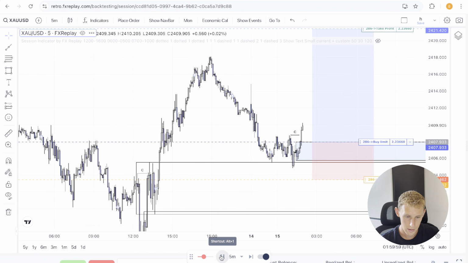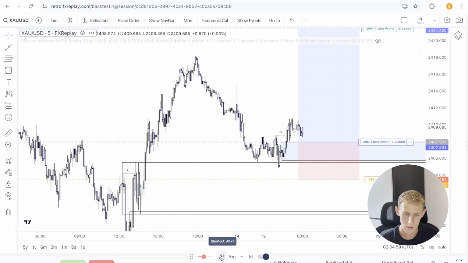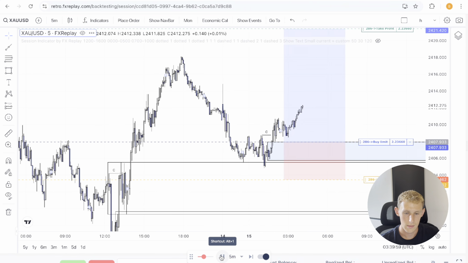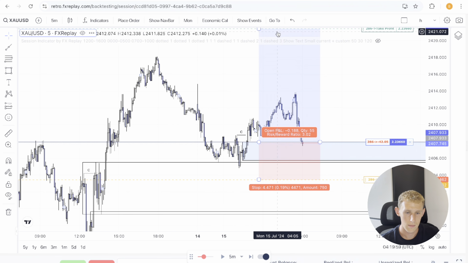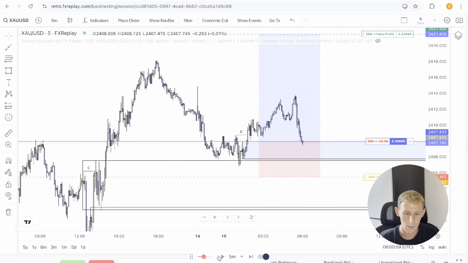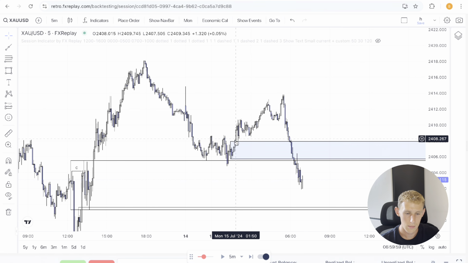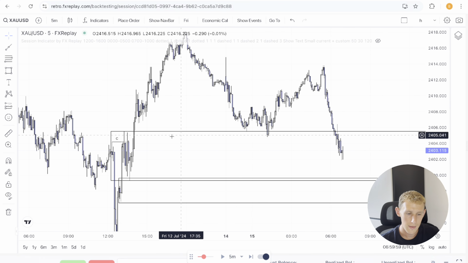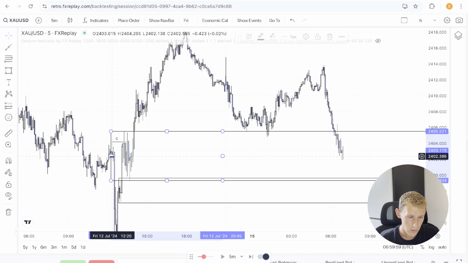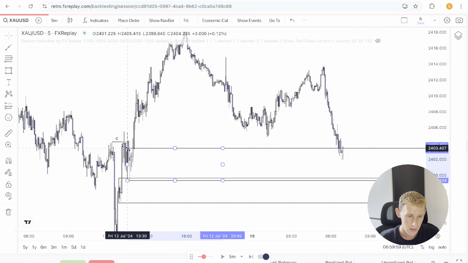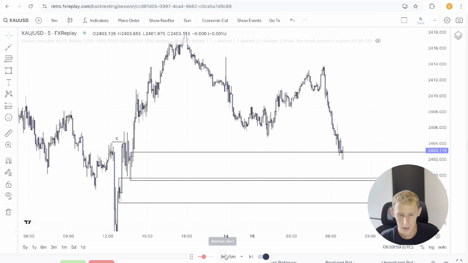Let's see how this goes. Right, there we go. We're tagged into this now. Okay, no, price is coming lower. Still within this demand zone, so I'm still considering buys from here. It has now come to this more refined one as well.